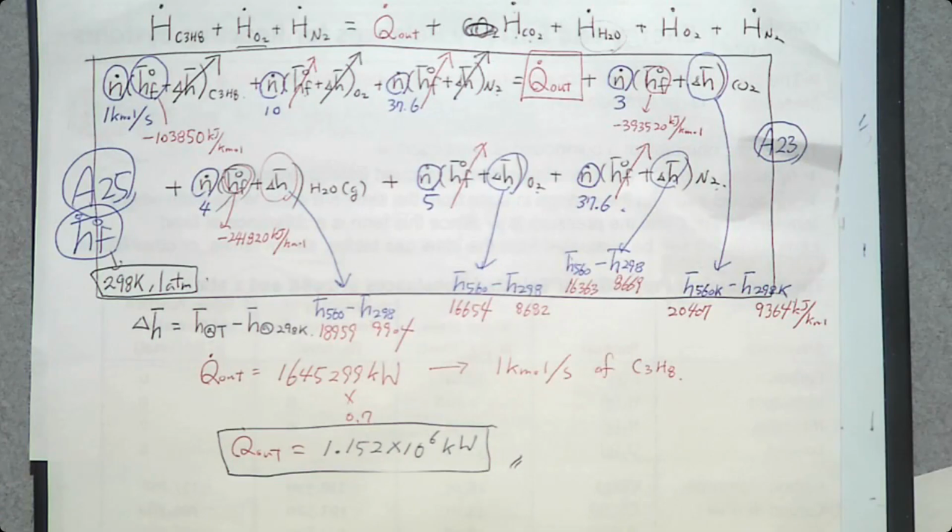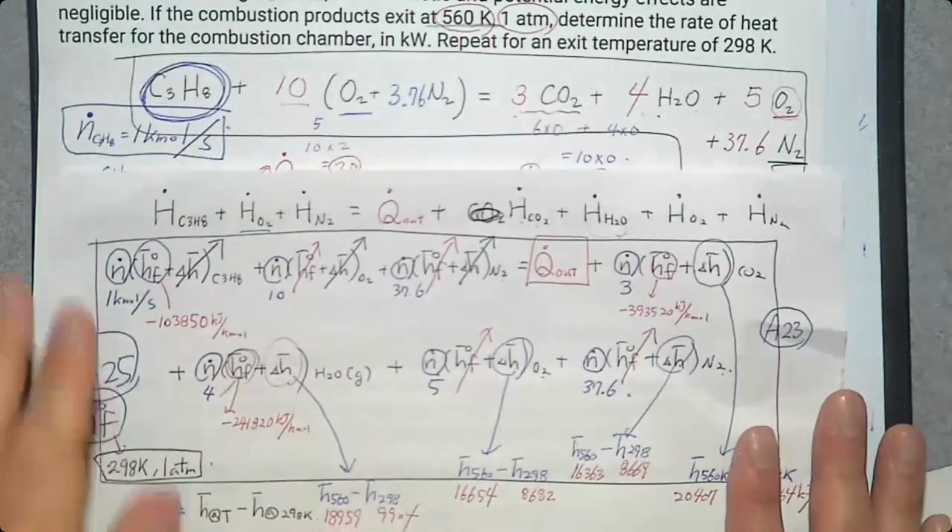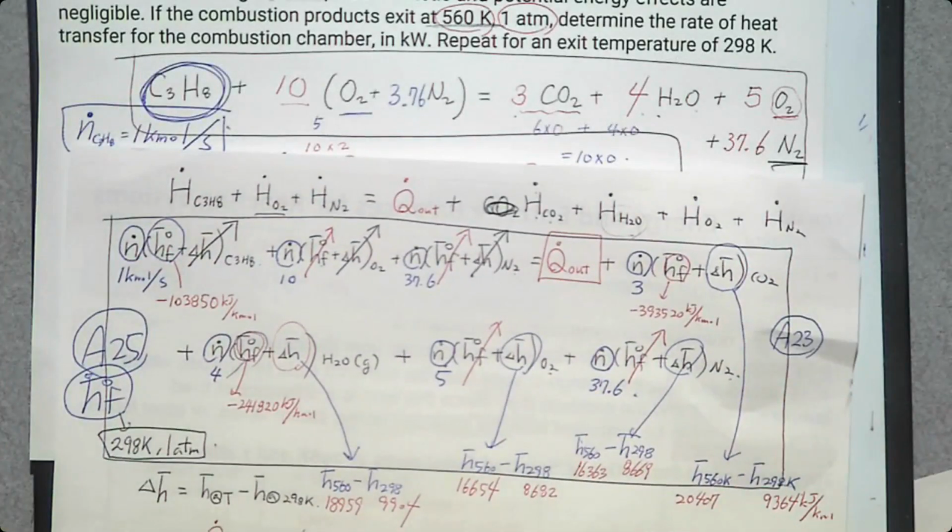Any question? Was it difficult? I know it takes a lot of time, but was it difficult? So three steps. Write the balance reaction equation, write the energy balance equation and convert into the final form, and find each property from a property table.